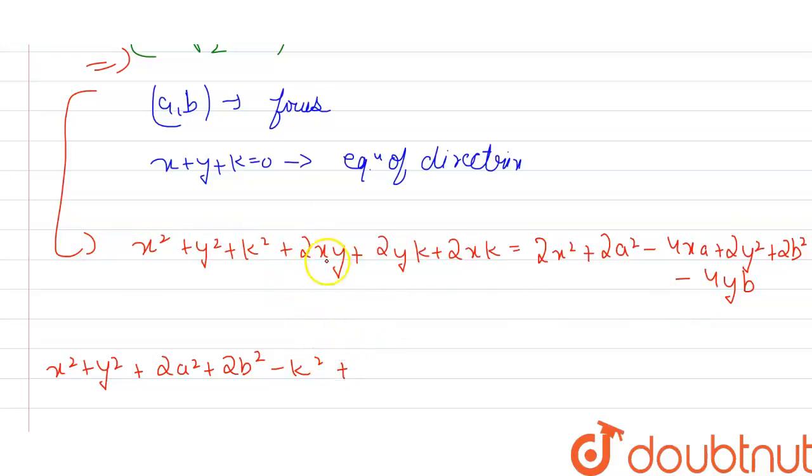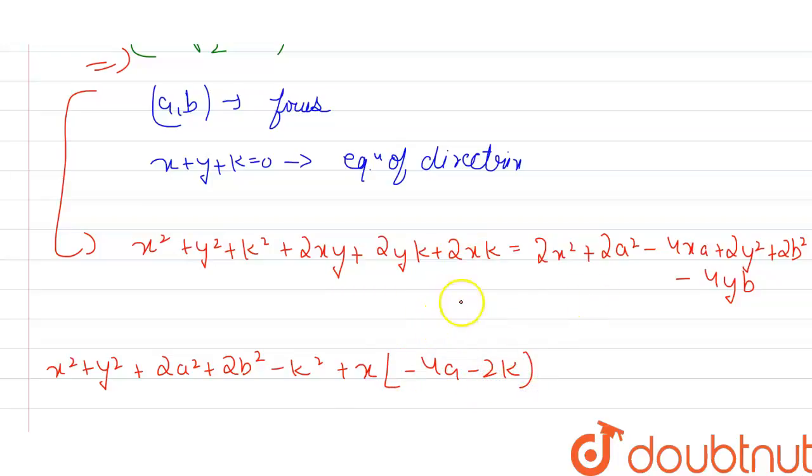Now I can write the x coefficient parts with each other. If I take x common from the x terms, we are left with minus 4a, and another one, minus 2k, because we are putting all the terms on the RHS side.